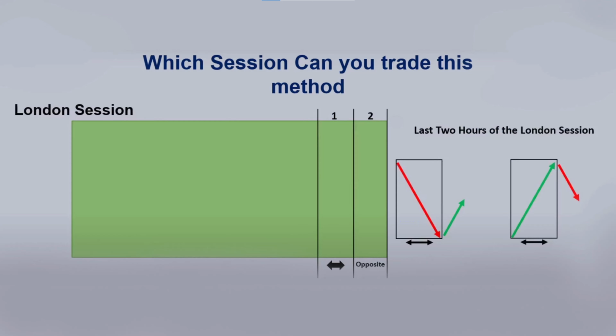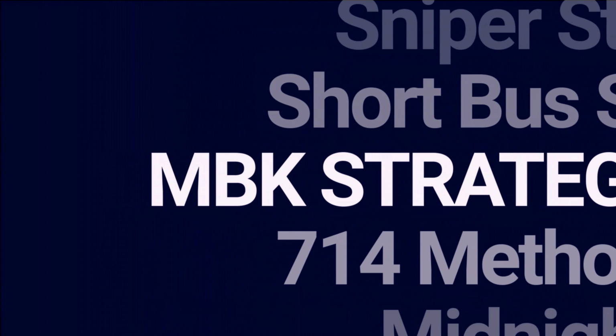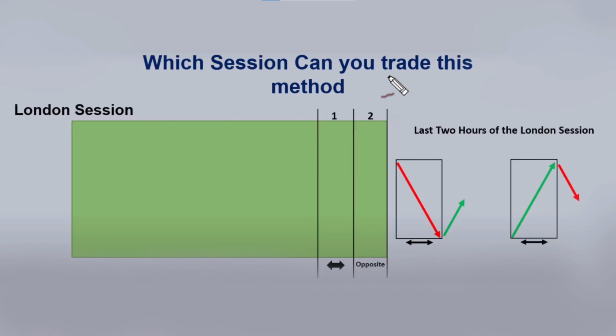So first of all, I want you to look at this diagram right here because we'll be getting back to it, right? So let's dive in. This was the diagram that I used in the video where I was explaining the 714 method, right? How to enter into the 714 method using the London session, right? It's the last 2 hours of the London session, as you can see right here. Now, most of you guys did not understand this diagram, so let me explain this.